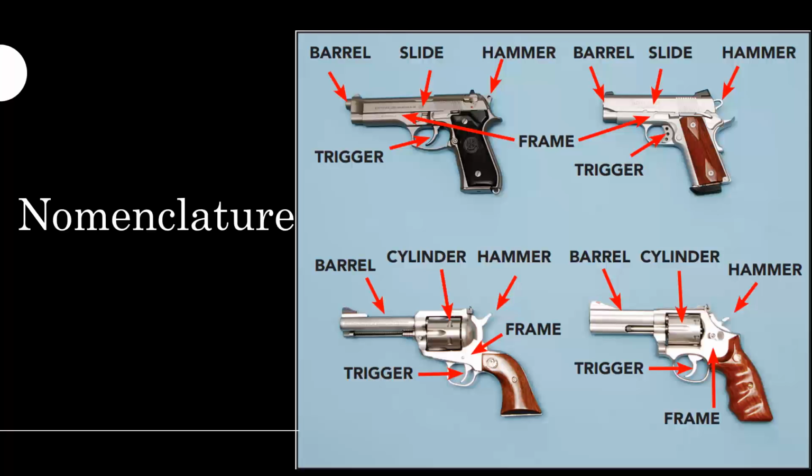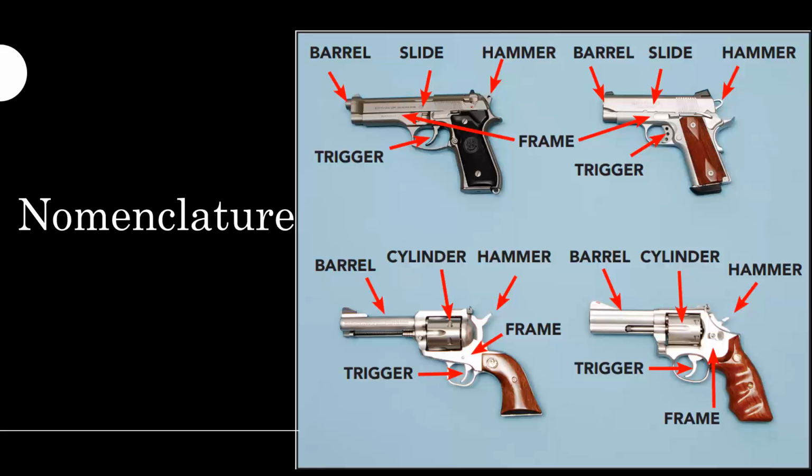Getting to know your weapons, the nomenclature. We'll be explaining the slide, the barrel, the hammer, the trigger, and the frame of this semi-automatic. The way that the semi-automatic works is when a round is chambered, a firing pin in front of the hammer will strike the round, causing it to ignite the gunpowder inside of the casing, causing the bullet to exit the barrel.